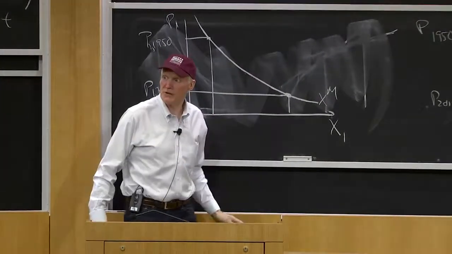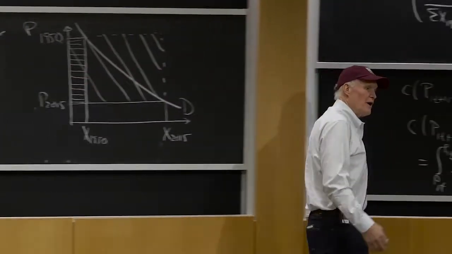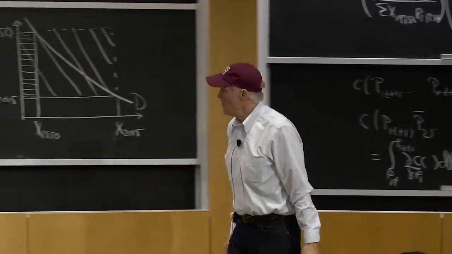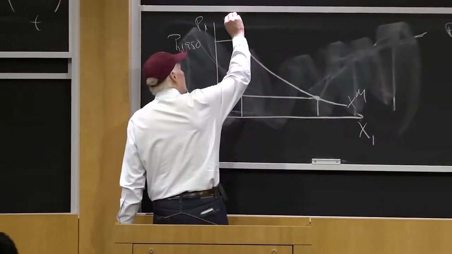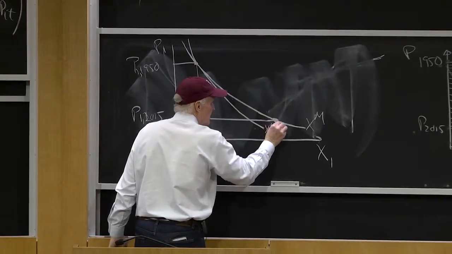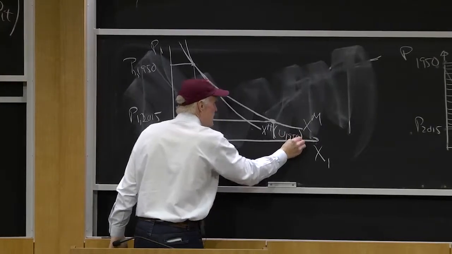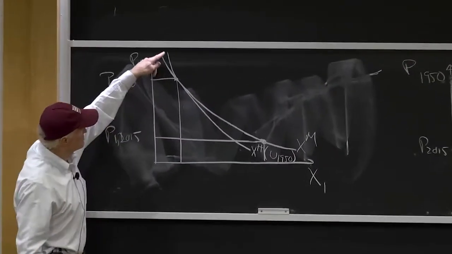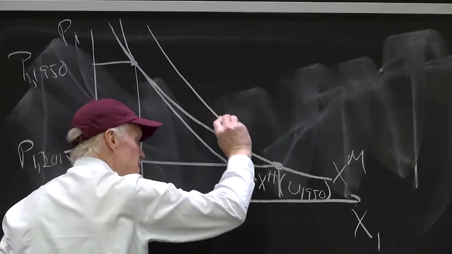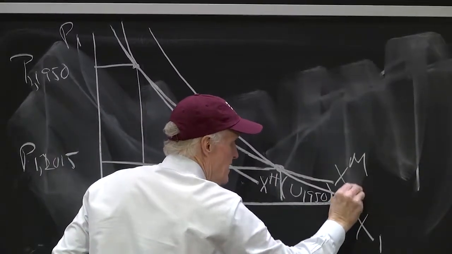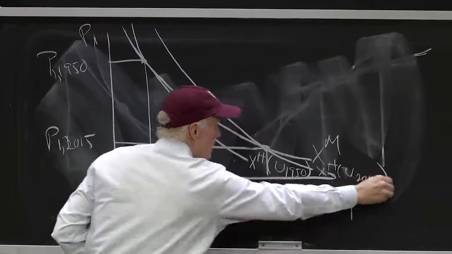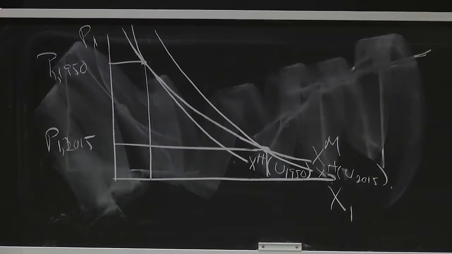Probably hard to tell them apart on this picture. On the other hand, if this good had an income share of 20%, then the price elasticity would differ more. So you might say, well, I got this XH of U 1950. That would be the Hicksian demand curve corresponding to the 1950 level of utility. There would be another Hicksian demand curve, XH 2015. That would be my picture. It would look something like that.